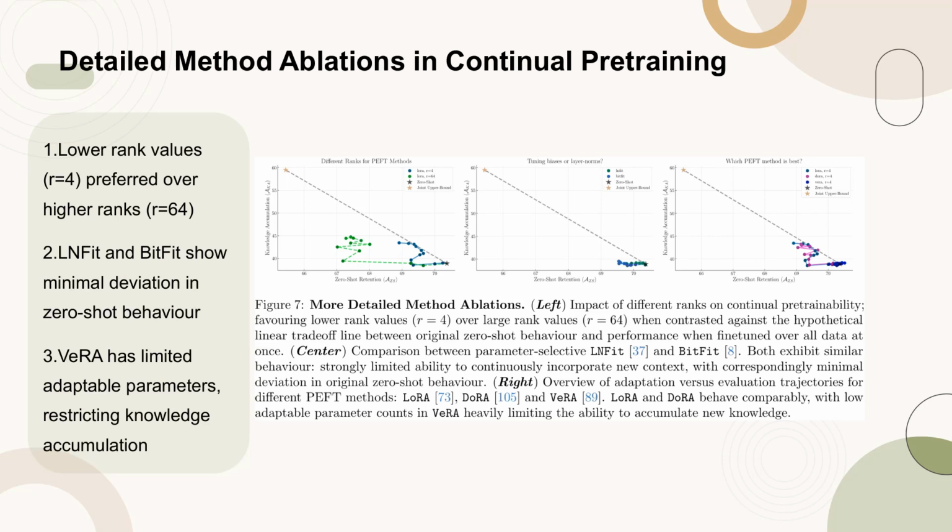In the center, a comparison between LNFit and BitFit shows that both methods exhibit similar limitations in continuously incorporating new context, maintaining minimal deviation in original zero-shot behavior. On the right, an overview of adaptation versus evaluation trajectories for PEFT methods such as LoRA, DoRA, and VeRA reveals that LoRA and DoRA behave comparably, while VeRA's low adaptable parameter count significantly limits its ability to accumulate new knowledge.